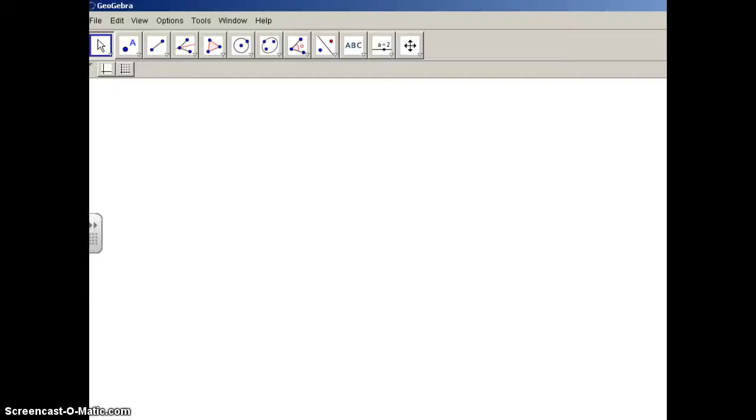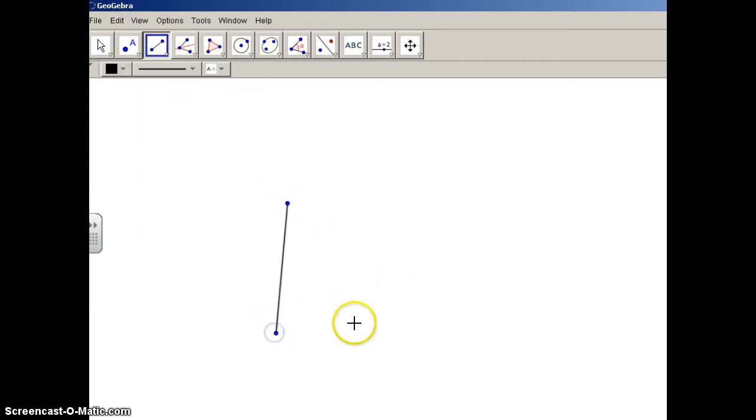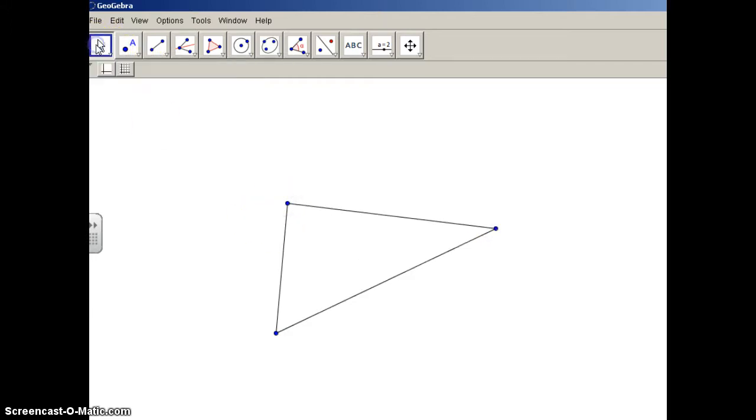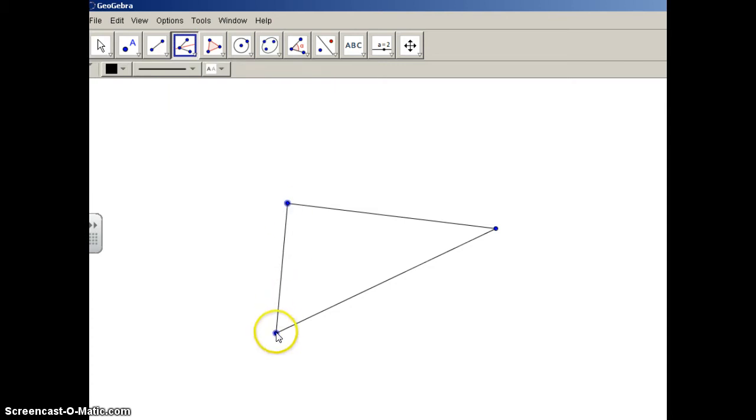In this video, I'm going to demonstrate for you the incenter of a triangle. Okay, so we're going to start by constructing a triangle. So I need segments. Okay, now the incenter is the point of concurrency between all the angle bisectors in a triangle. So I'm going to be constructing 3 angle bisectors in my triangle.